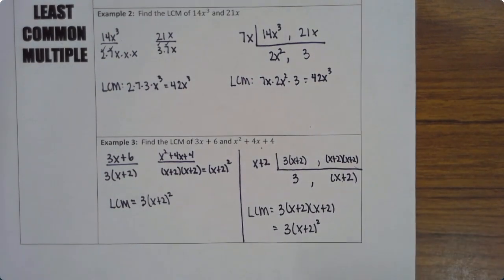We're going to look at one more example together, and then you are going to go and practice finding the least common multiple so that when we start looking at adding and subtracting rational expressions, you're going to be ready to roll at finding a least common denominator.